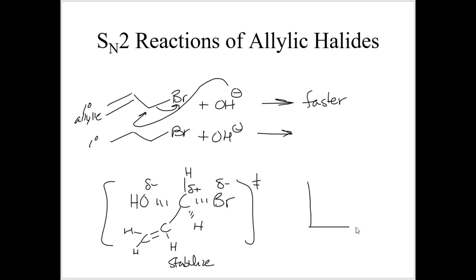And so what does that do? Well, what that does is that basically, if we have our activation energy and our transition state, it's going to lower the transition state energy and make it more stable, and therefore we will get a lower activation energy and the reaction will go faster. So allylic halides go faster in SN2 reactions than just an alkyl halide because of the extra stabilization of the double bond and the special position of the allylic carbon. Okay, so that's another effect and another something special about the allylic carbon.